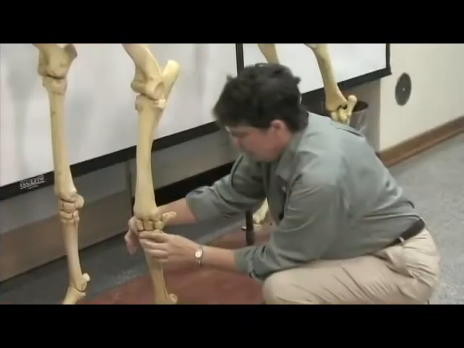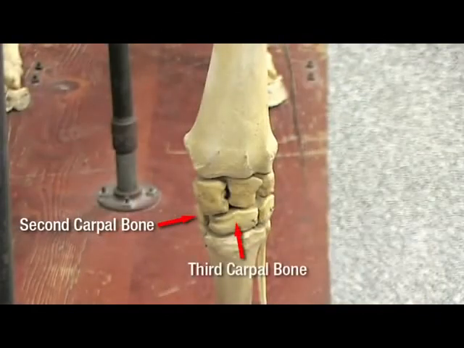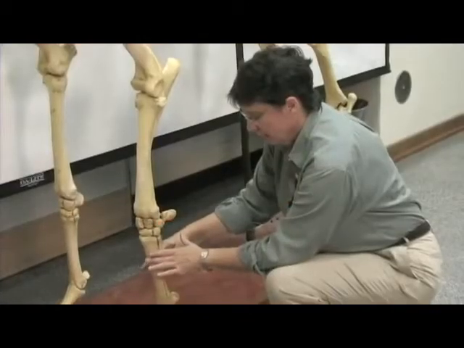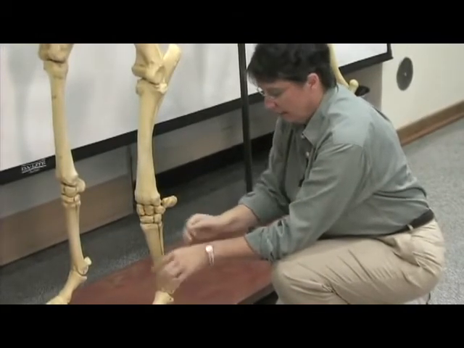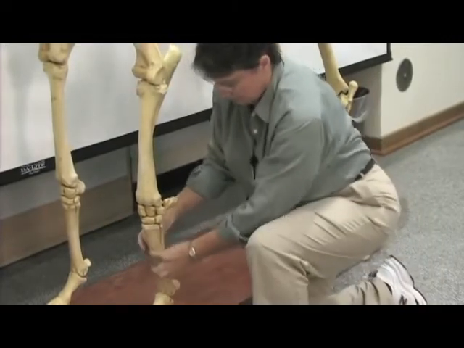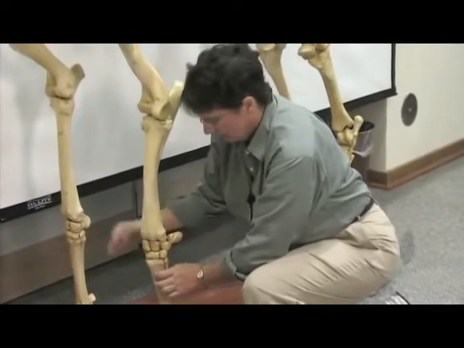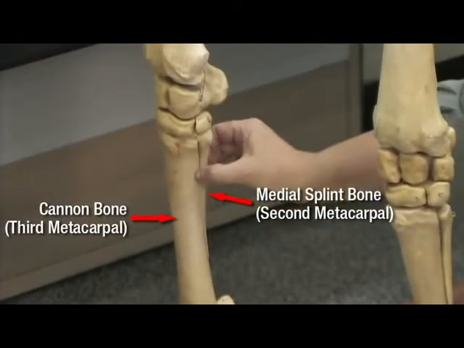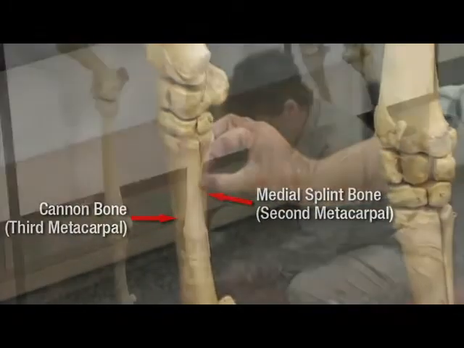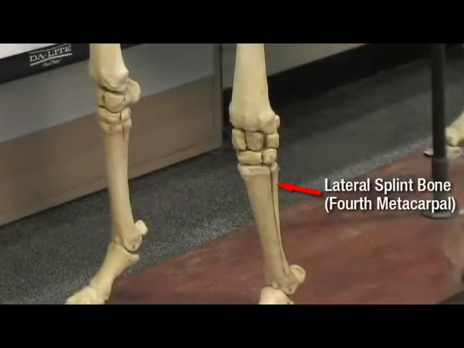The next layer down also starts on the inside with the second carpal bone, the third carpal bone, and the fourth carpal bone. If we move down, we've got to our wrist. Now we go to the long bones of the hand. In horses, everybody knows that this is the cannon bone, and that is the third metacarpal bone. Here on the inside is a nice splint bone, which we call the second metacarpal bone. The third metacarpal bone is the cannon, and on the lateral side is the fourth metacarpal bone.